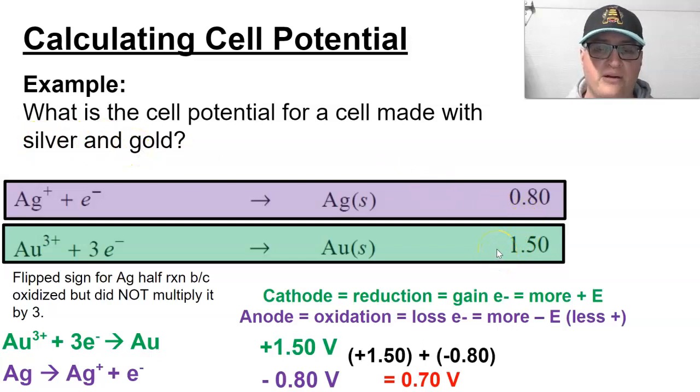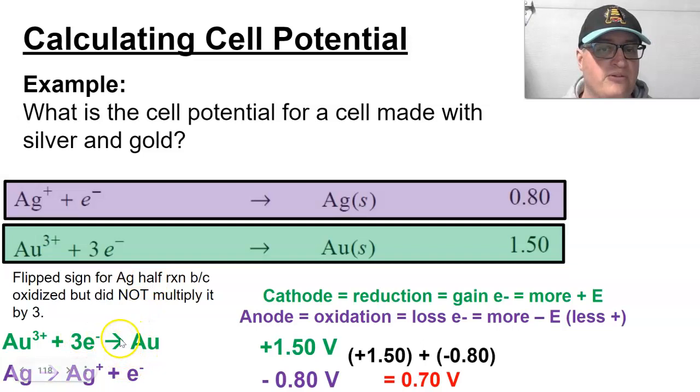Because this one is the higher one, it is the cathode, more positive. So the higher one is going to be the positive one. The lower one's going to become negative. So that's an easy way to remember it. The higher one is more positive, therefore it is going to be positive. The other one is going to be negative because it's less positive. Okay? So we had to flip the sign for the silver reaction. Right? You can see we flipped it: in this case up here, it's reducing, and we want to have it oxidized.